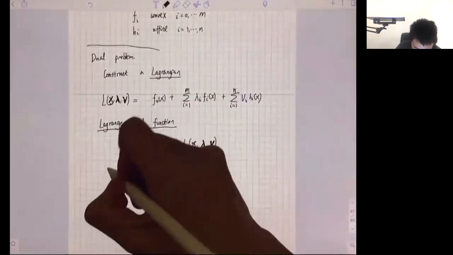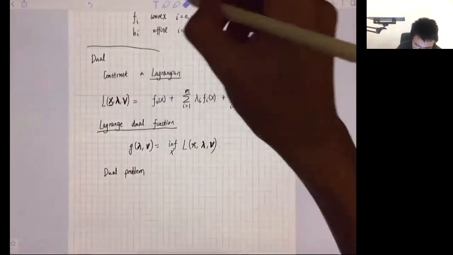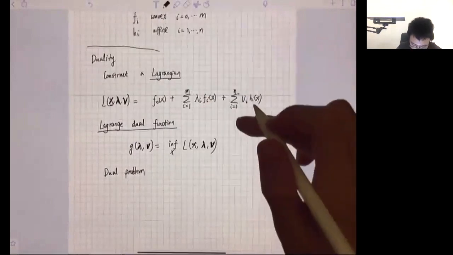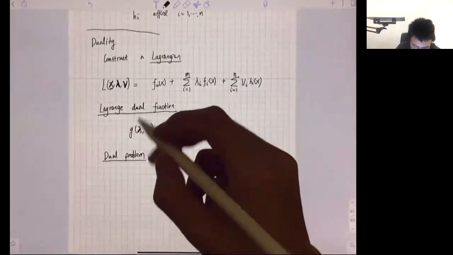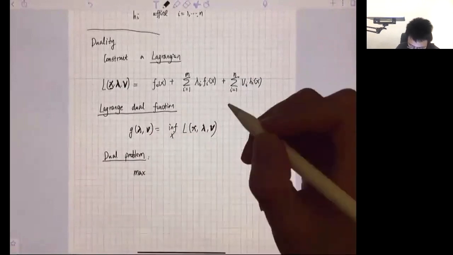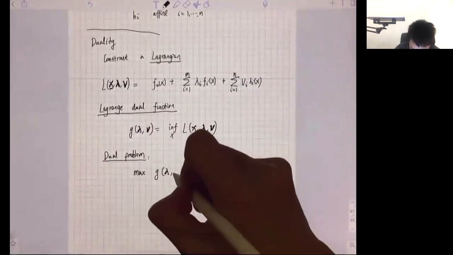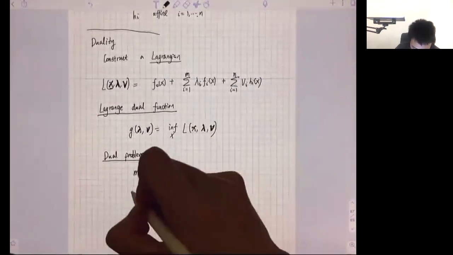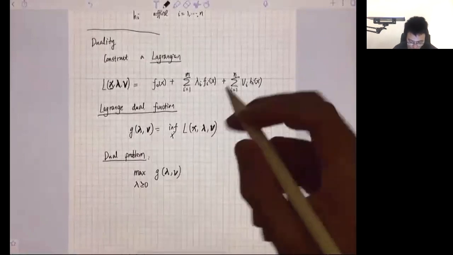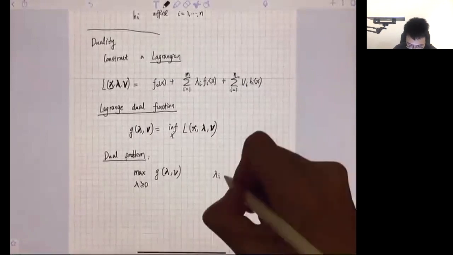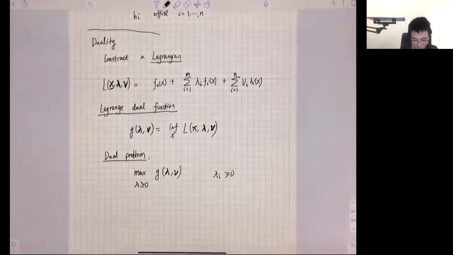And finally, I have the dual problem. The dual problem is I would like to maximize g of lambda, nu such that my lambda must be positive, okay? So it shows that for every lambda i, it must be non-negative, okay? Greater than or equal to 0. So this is my dual problem.